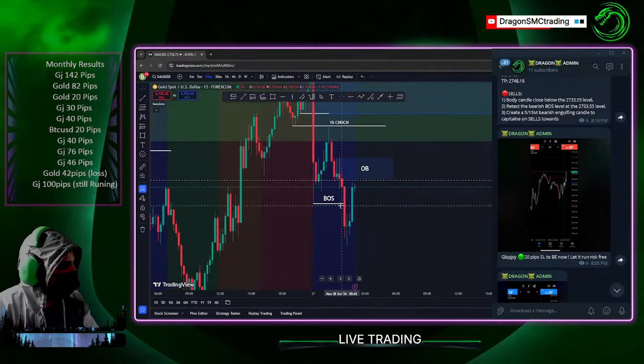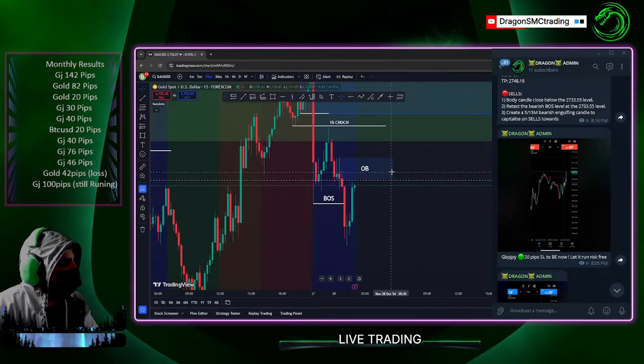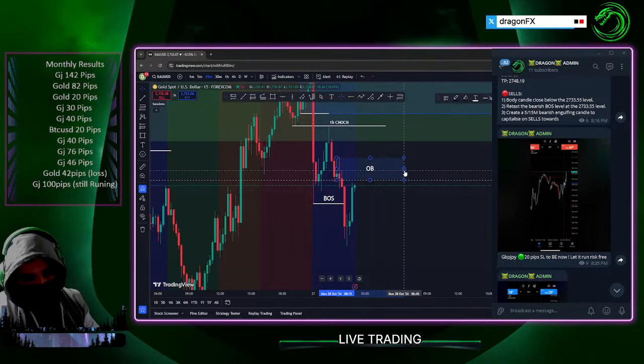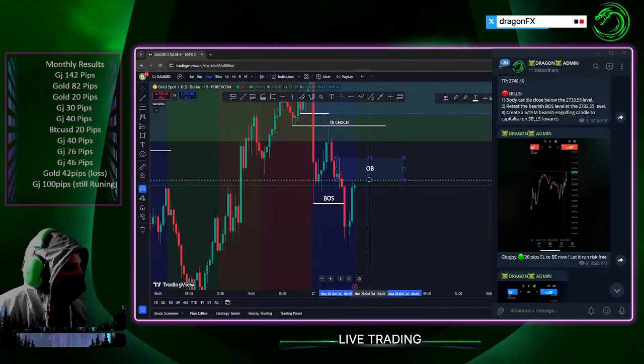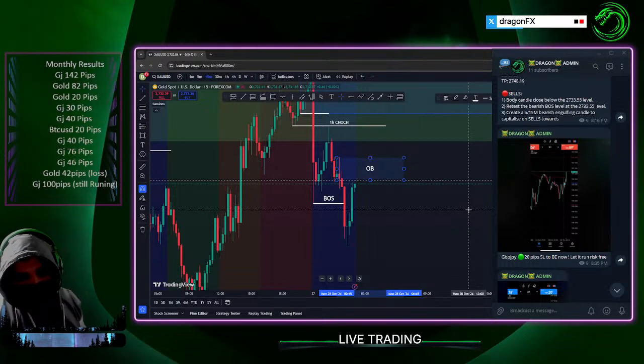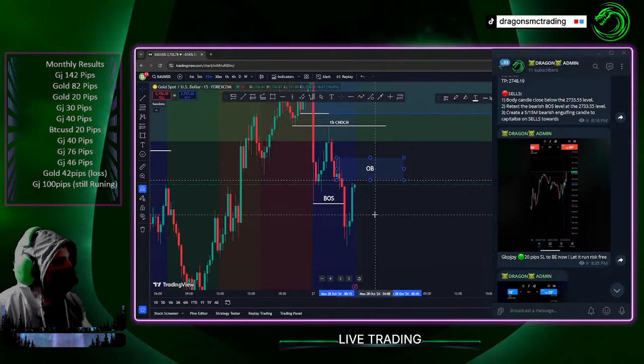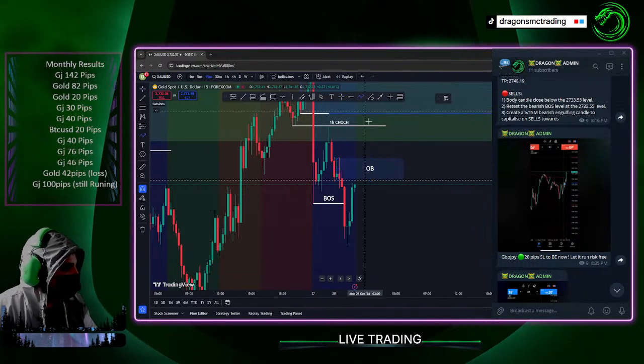All right. Price almost tapping into the 15-minute bearish OB here on gold. So let's see. I already have my alarm set right here. As soon as price triggers my alarm, I'll be looking for this scenario to happen.